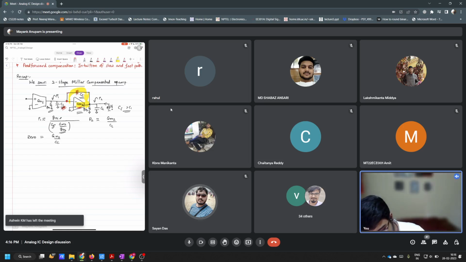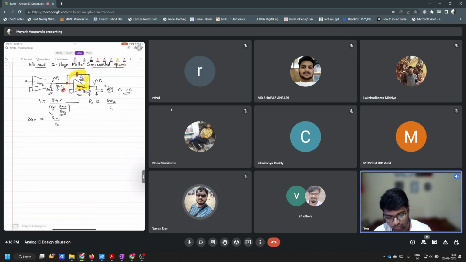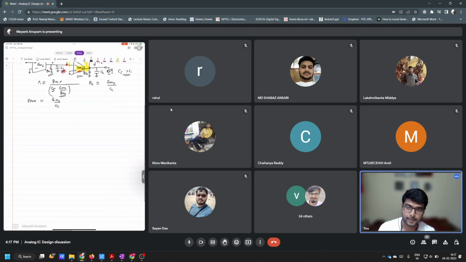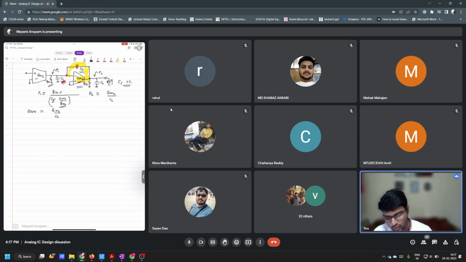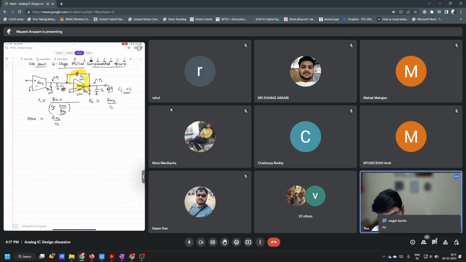Did everyone understand why we say that if there are two paths with different phase shifts, then we can expect a zero in this circuit? In the lectures we saw that this circuit has two paths, isn't it? From input to output, we have two paths. Do you identify the two paths?